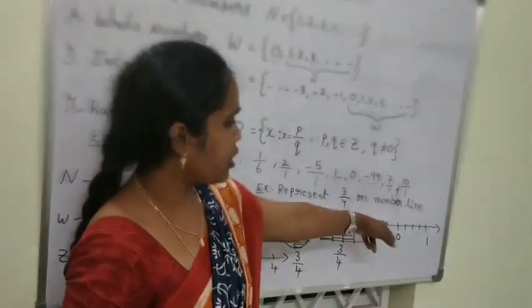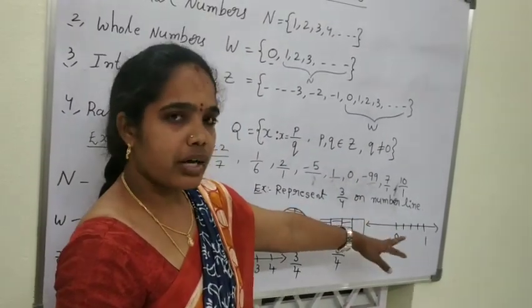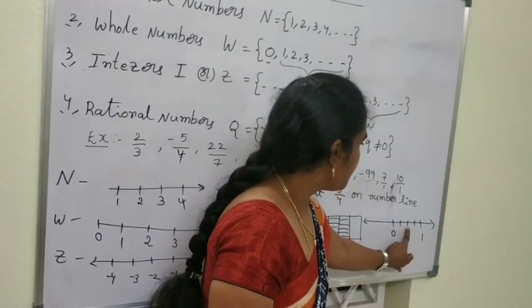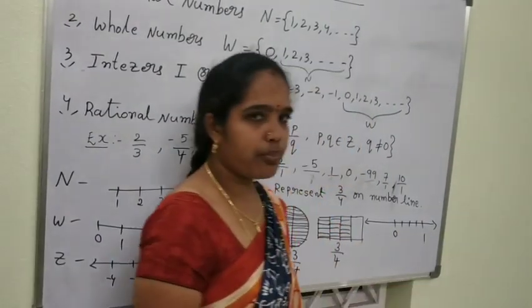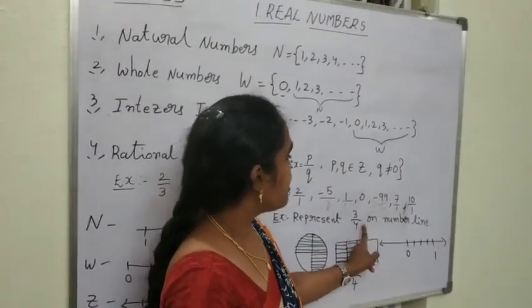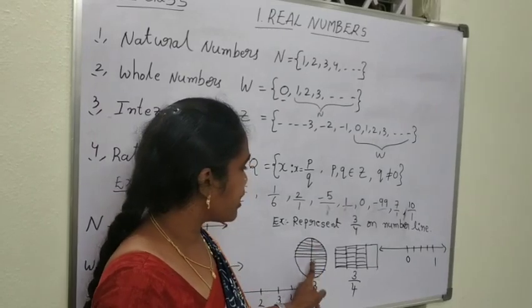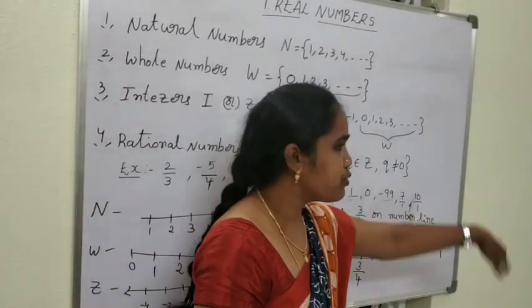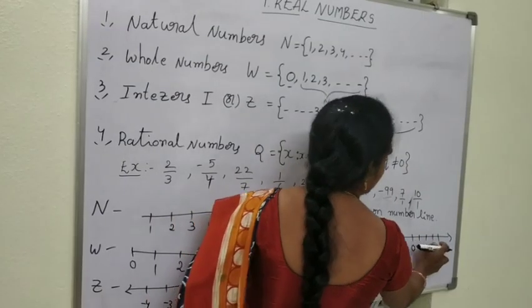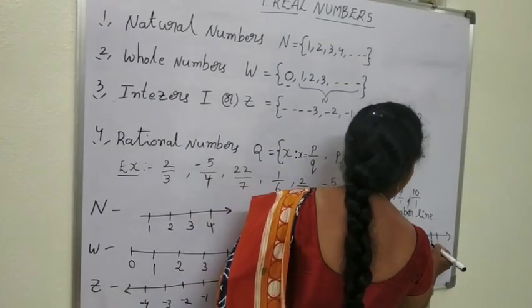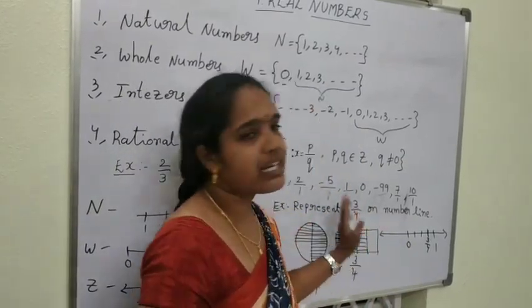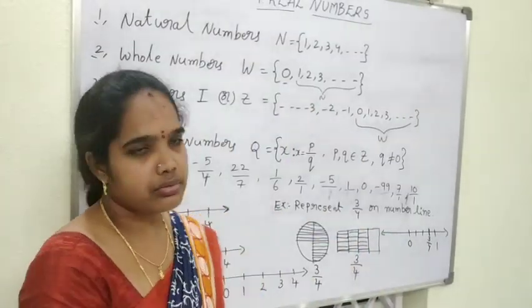Okay. So once you count that 4 parts, are you getting or not? See, from here to here 1, 2, 3, 4. 4 parts. In that 3 by 4. So 3 by 4, how to represent? 3 by 4 means how many parts we are taking? 3 parts. So 3 parts we have to take. So from here to here 1 part, 2 parts, 3 parts. So this is 3 by 4. See, on the number line also we can show the rational numbers. Understood?